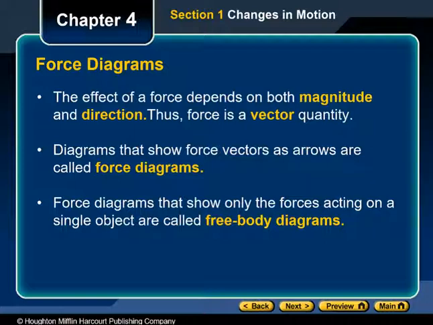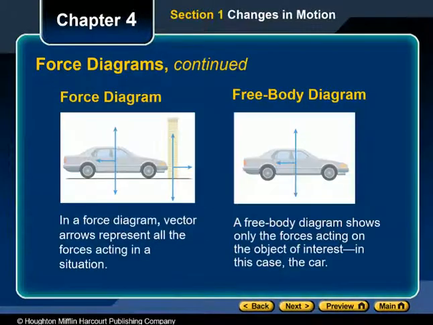Force is a vector. Because the effect of a force depends on both magnitude and direction, force is a vector quantity. Diagrams that show force vectors as arrows, such as the one on the screen here, are called force diagrams. In this book, the arrows used to represent forces are blue.